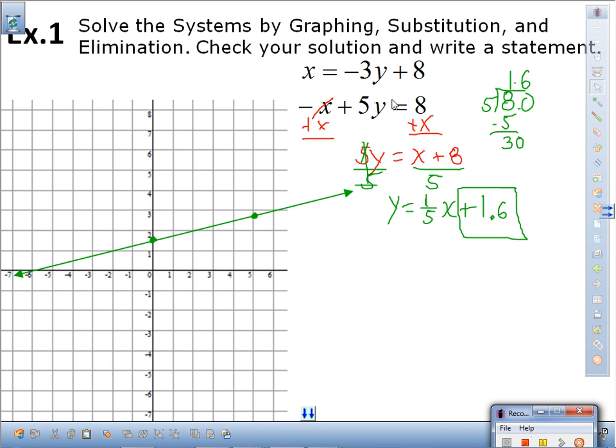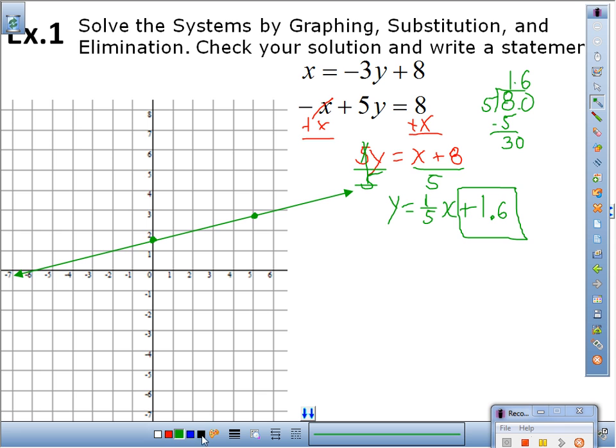So we solved this second equation, solved for y, wrote it in slope-intercept form, we graphed it. Now we do the same to the first equation. I'm going to rewrite the first equation right here. X equals negative 3y plus 8. And I'm going to solve that for y.